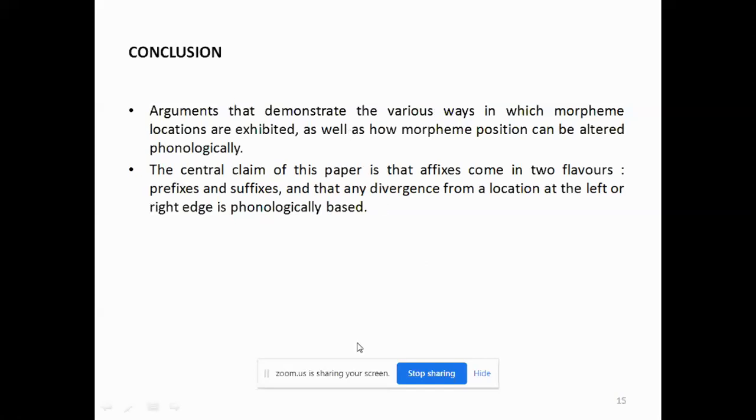To conclude, I would say the arguments demonstrate the various ways in which morpheme location is exhibited, as well as how morpheme position can be altered phonologically. The central claim of this paper is that affixes come in two flavors, that is prefixes and suffixes. We can also say Align-L and Align-R, and that any divergence from a location at the left or the right edge is phonologically based.